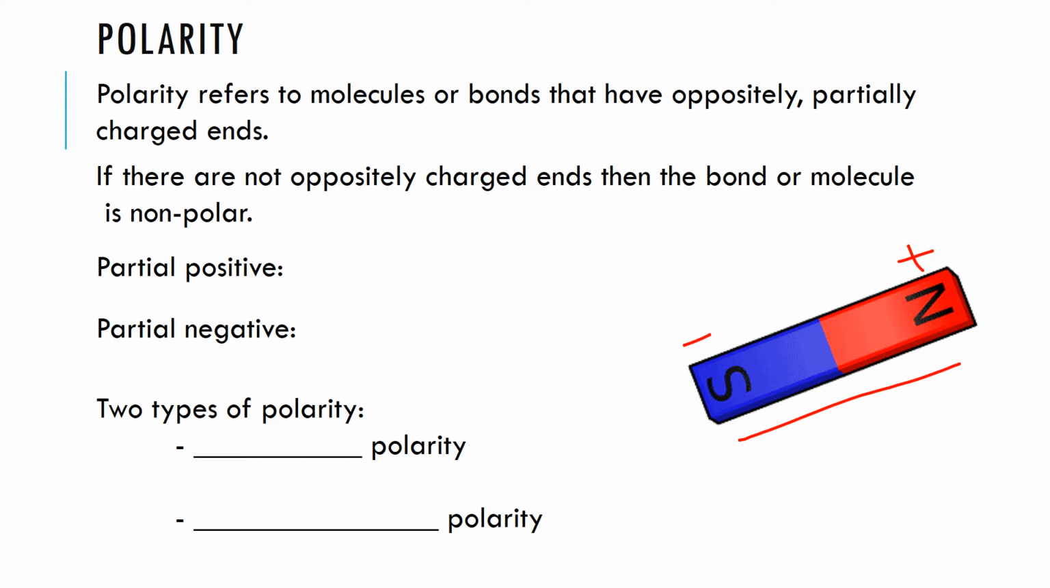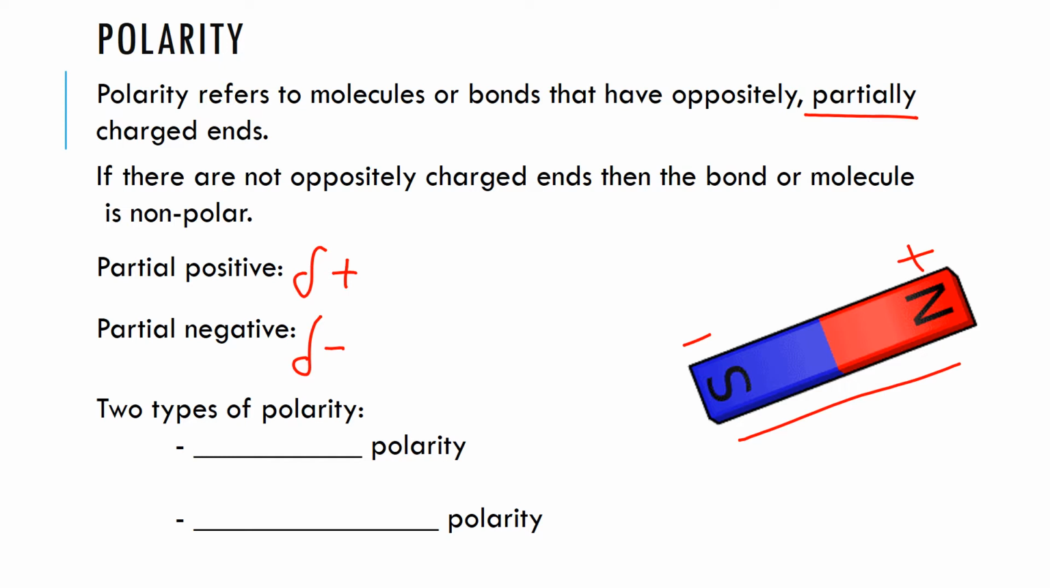Now you'll notice we say oppositely partially charged ends. So in ions we have full positive and negative charges, but in a molecule it doesn't work that way. They're only partial positive and partial negative. So we represent partial charges with a lowercase delta. It's kind of like a fancy looking D. And for partial positive, we say it's delta plus, and for partial negative, we say it's delta minus.